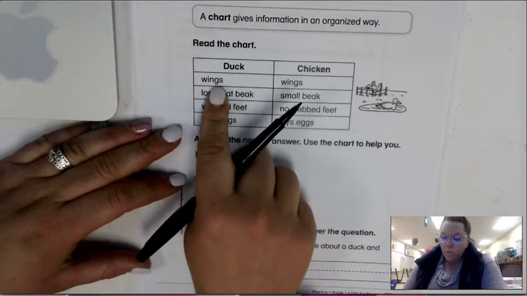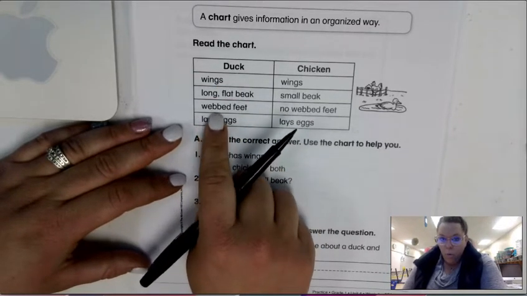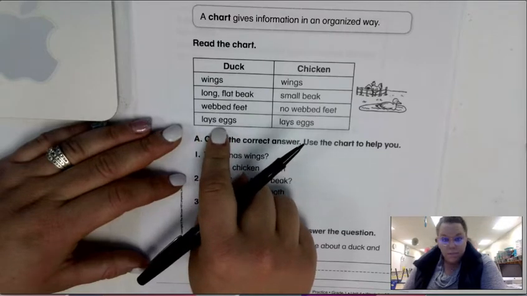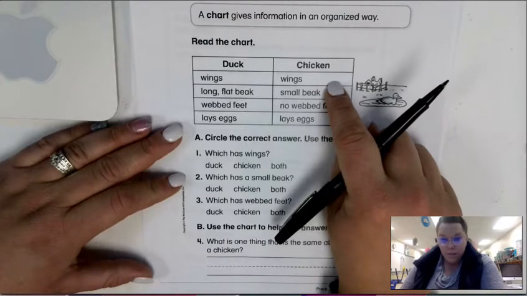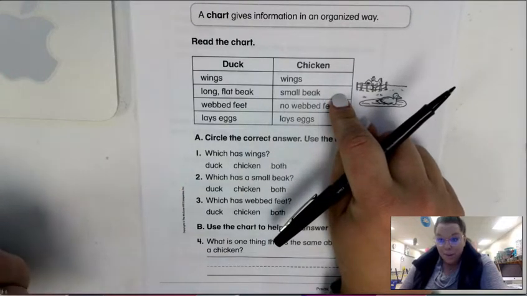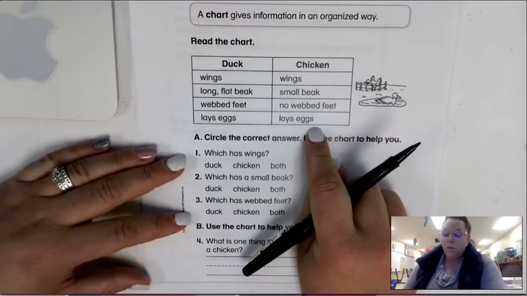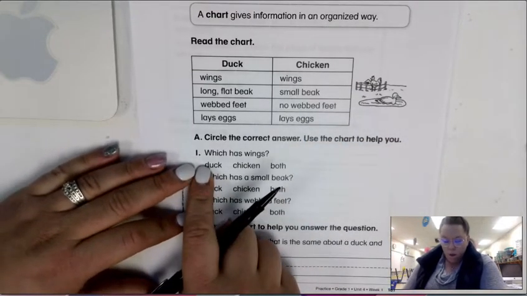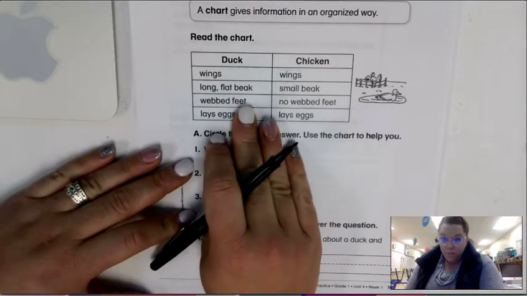A duck has wings, a long, flat beak, webbed feet, and lays eggs. A chicken has wings, has a small beak, does not have webbed feet, no webbed feet, but also lays eggs. So what we want to do is we want to be able to answer these questions looking at the chart.